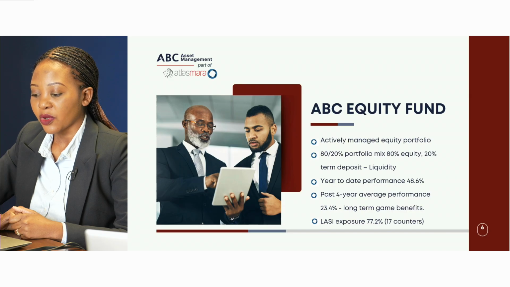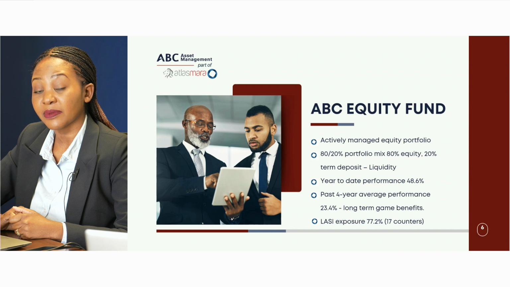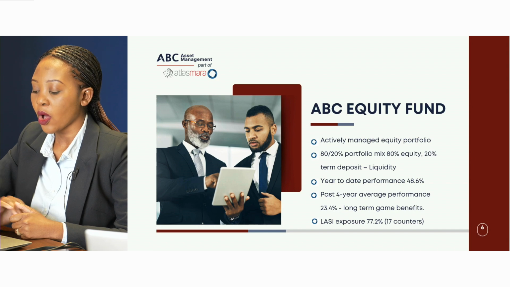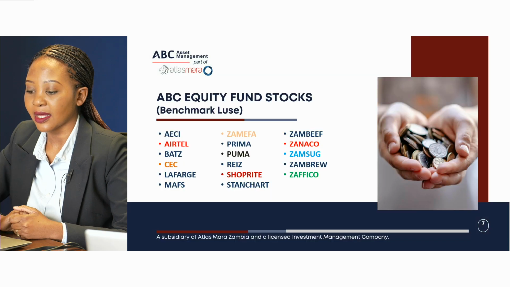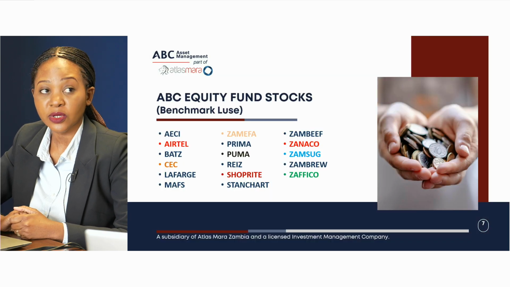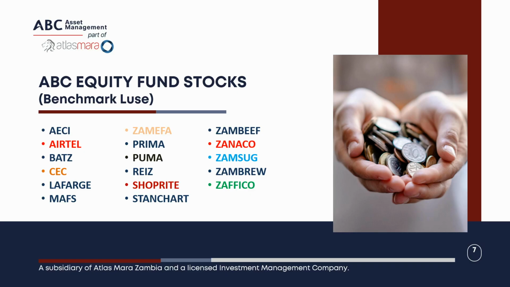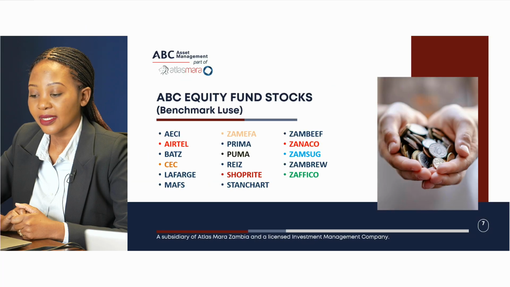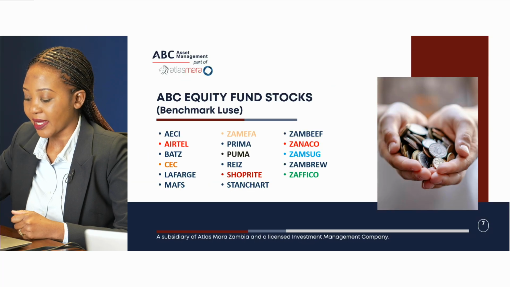Our LuSE exposure, or LASI exposure, is 77.2%. This simply means we're invested in 17 counters, or 17 companies, on the LuSE. In the next slide, as you can see, these are the stocks that we are invested in on the LuSE. We have exposure to AECI, Zamefa, Airtel, Shoprite, Zambeef, Zanaco, Lafarge. So these are the stocks that we are invested in currently as ABC Asset Management.